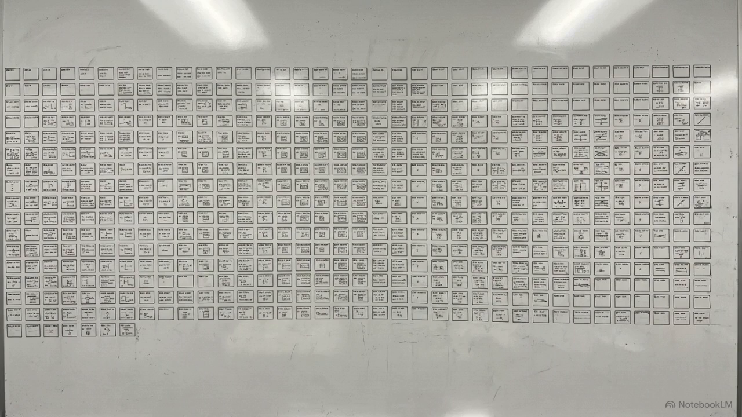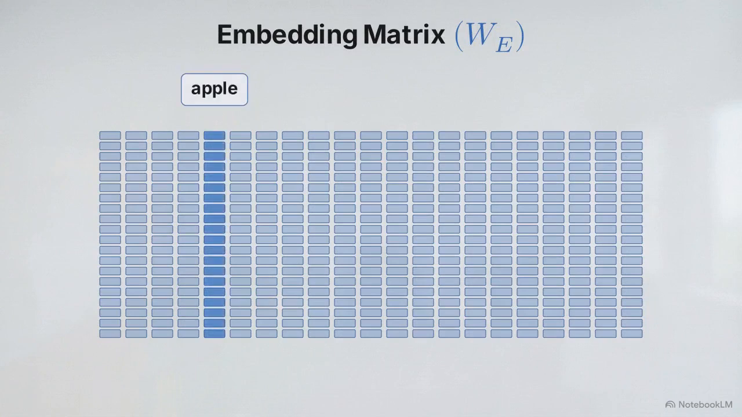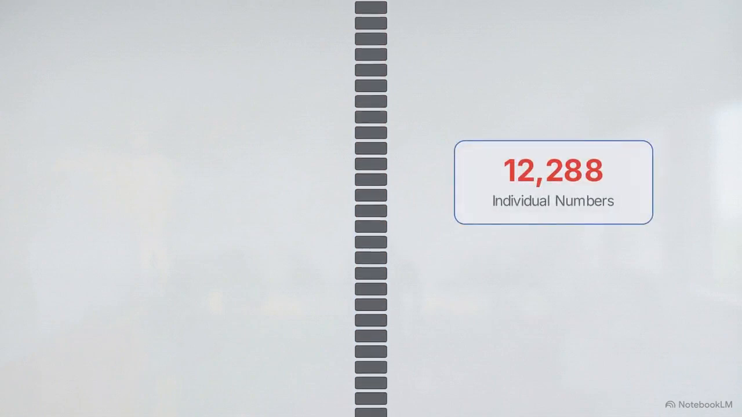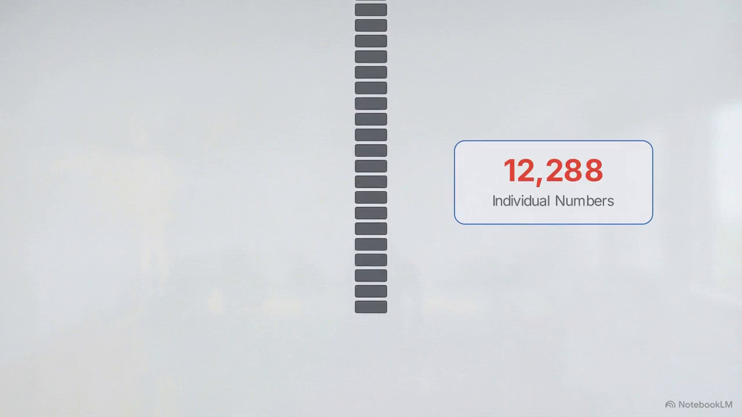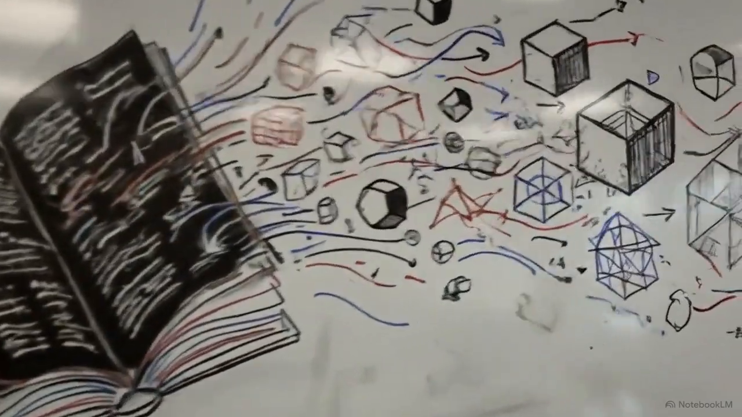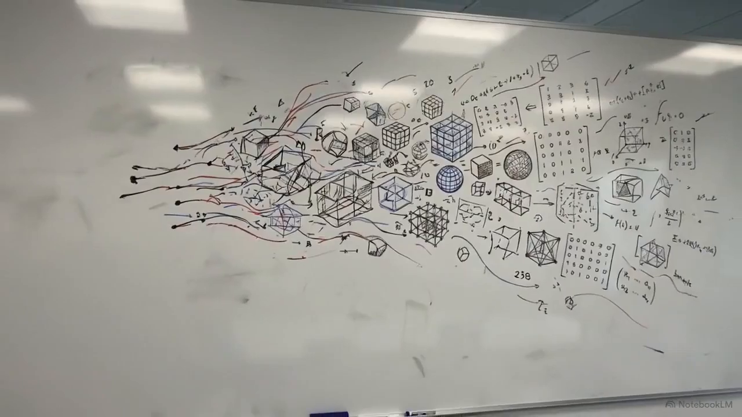For GPT-3, this is a rigid list of exactly 50,257 possible tokens. The text hits the first major parameter block, the embedding matrix, or WE. Every word maps to one specific column. Type tower, and the model plucks out the corresponding column. That column is massive, exactly 12,288 individual numbers. The embedding matrix acts as a dictionary, but instead of providing definitions, it translates discrete human symbols into precise, high-dimensional machine coordinates.